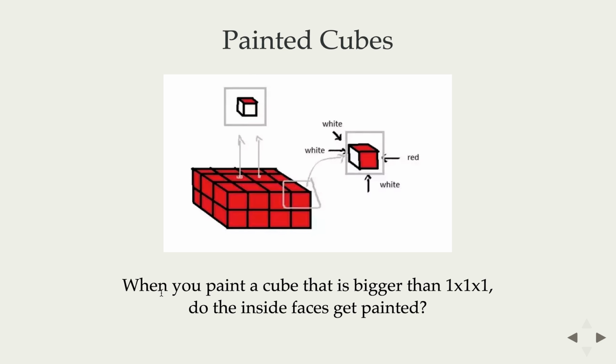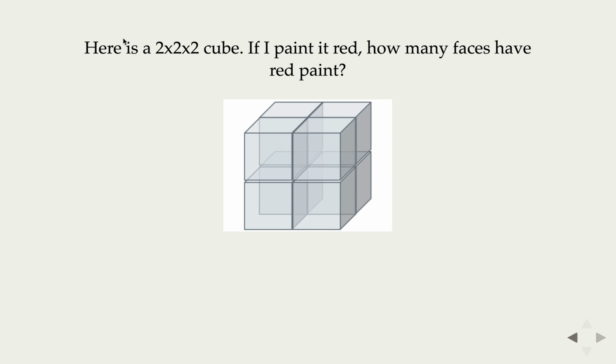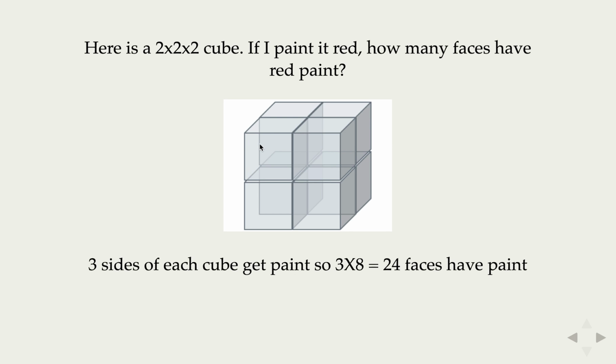Now let's look at another example. In this case, the edge is 2 centimeters in length, and we have a total of 8 cubes. Now, if we paint the outside faces of the whole thing in red, how many faces of the individual cubes are painted in red?